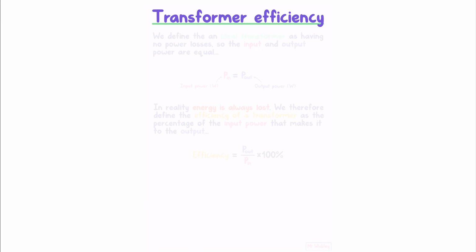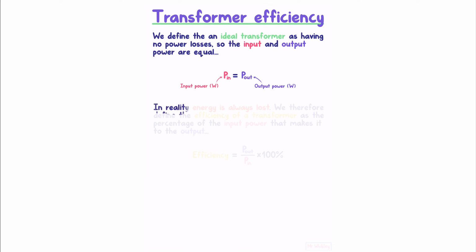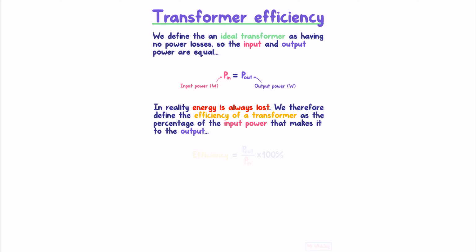Transformer efficiency. We define an ideal transformer as having no power losses, so that the input and output power are equal. In reality, energy is always lost. We therefore define the efficiency of a transformer as the percentage of the input power that makes it to the output. So our efficiency is the amount of output power as a fraction of the input power, and then multiplied by 100% to make it a percentage.